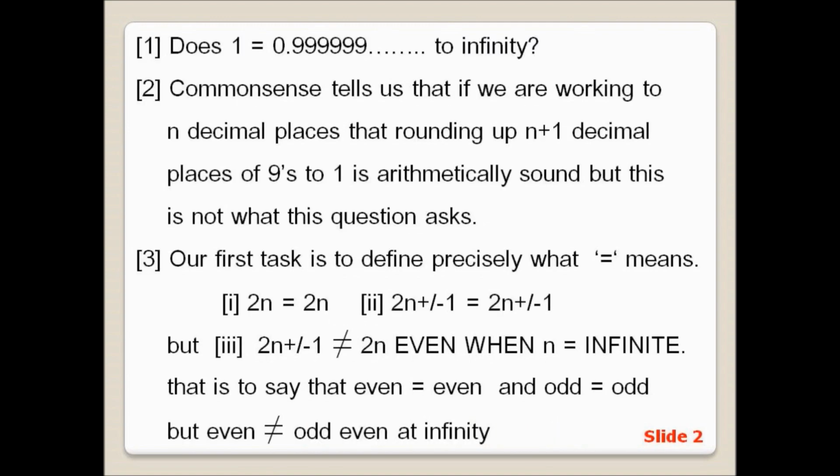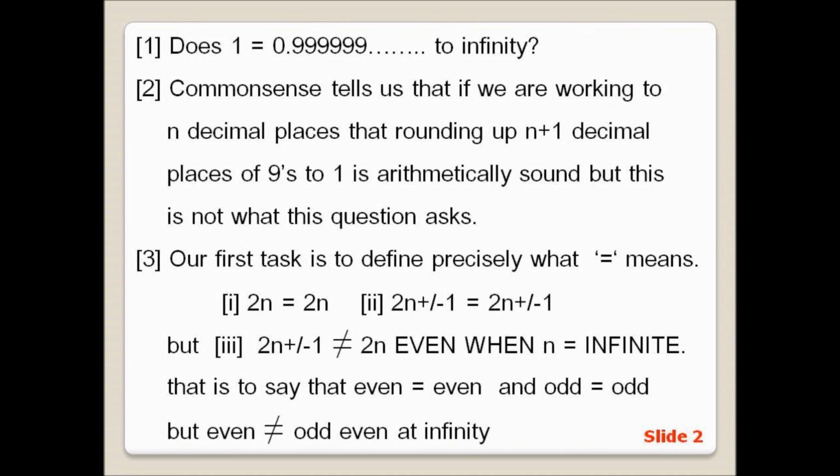Question: does 1 equal 0.9999 to infinity? Common sense tells us that if we are working to n decimal places, that rounding up n plus 1 decimal places of 9s to 1 is arithmetically sound, but this is not what this question asks.